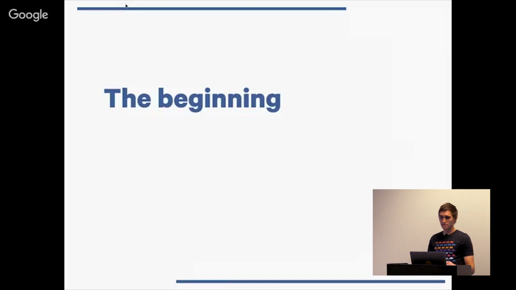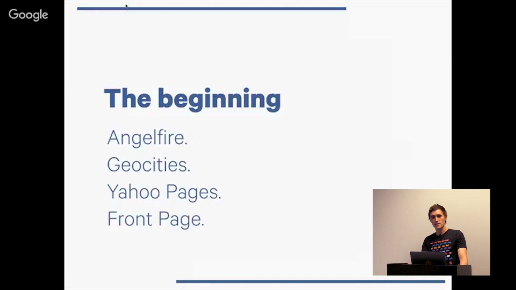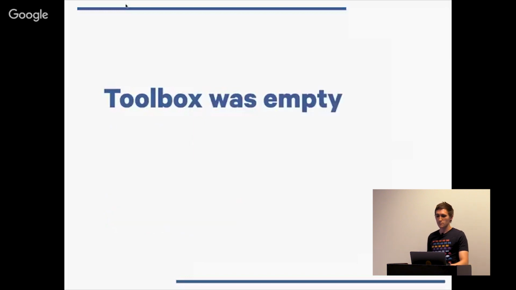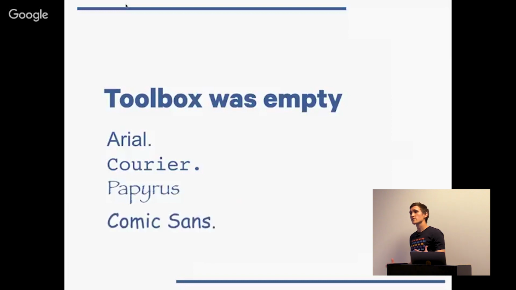So in the beginning, we had sites like AngularFire. I may look young, but I used the heck out of AngularFire back in the day. GeoCities, Yahoo Pages, or using FrontPage. And these are all the kind of things we used to build apps. But this toolbox was really empty. We had Arial and Courier and Papyrus and our favorite, Comic Sans. And there wasn't really all that much we could do to draw attention, or at least, in a bad way with Comic Sans, or change someone's perception.